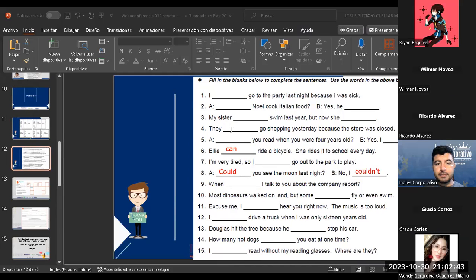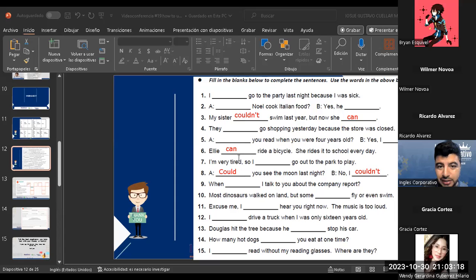Number 3 and number 4. Number 3, my sister can't swim last year. Okay. But now she can. Okay, ahora sí puede. Pero el año pasado no podía. Can't, el pasado. Can't is present. Couldn't. No problem, no problem. Could not o couldn't. Mi hermana no podía nadar el año pasado, pero ahora puede. But now she can. Thank you.